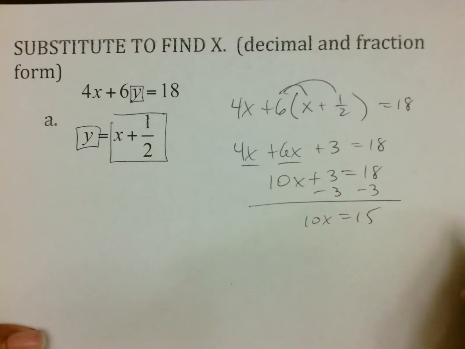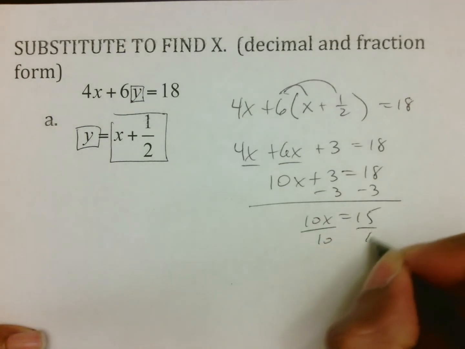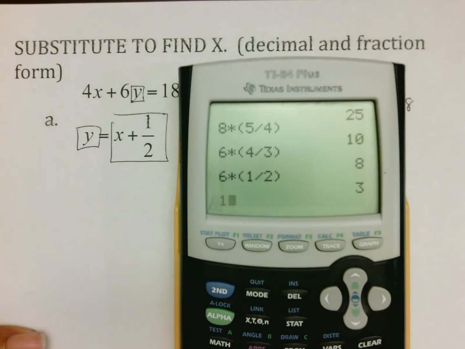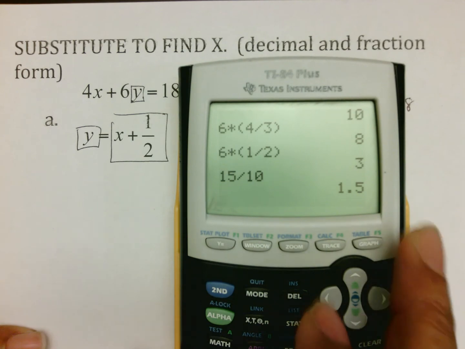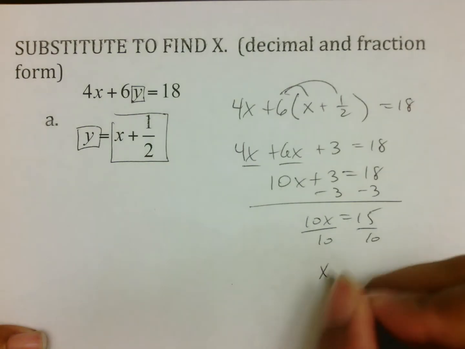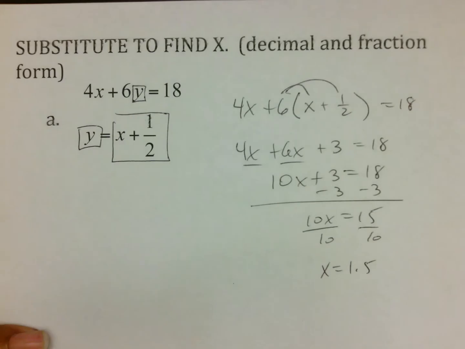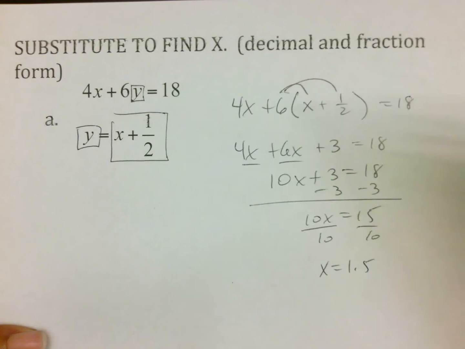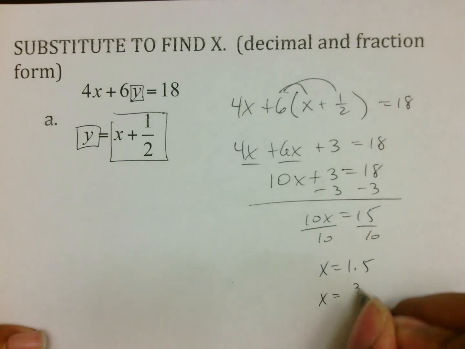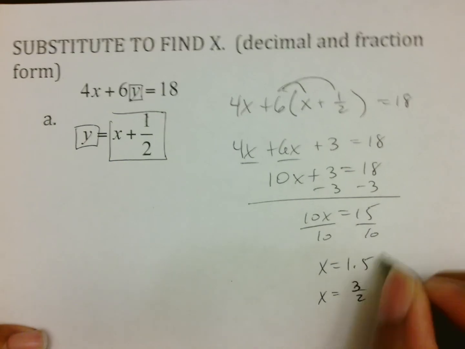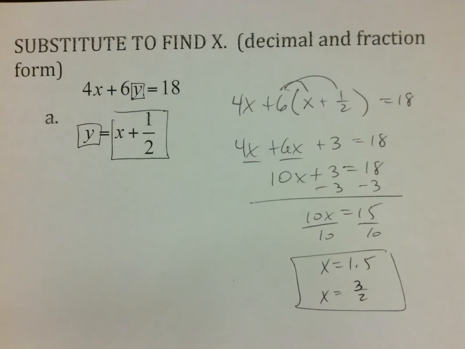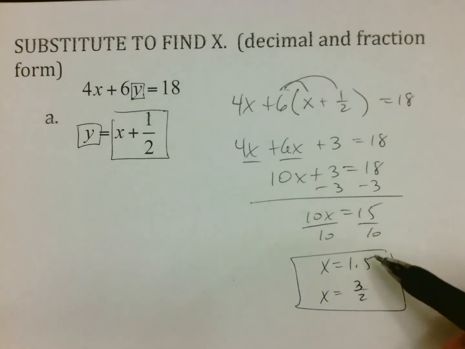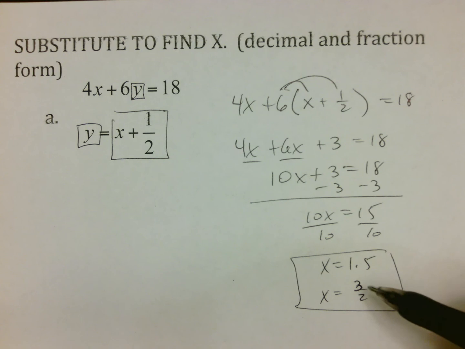So 10x equals 15, then you divide by 10. And I don't think 10 goes evenly into 15, but you notice you get the answer of 1.5, which is the decimal version, and then we hit math, enter, enter to get 3/2. And so both of those answers, depending on what they ask for: if they ask for a decimal, you give them that. If they ask for a simplified fraction, that's what they're looking for there.